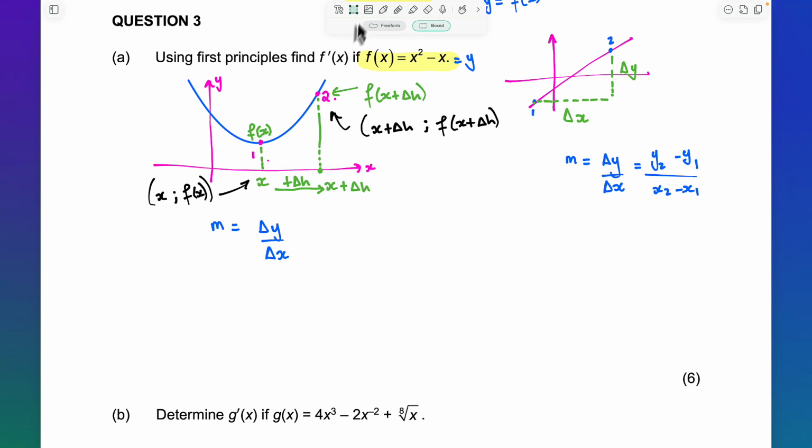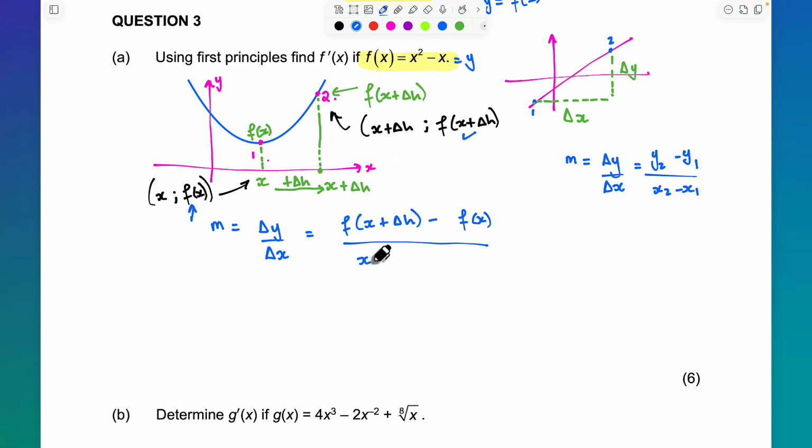When we now want to put these into our equation, we can say my change in y is going to be, what are my y values? This is my first y value, which is f of x plus delta h. And then my other y value is this one, so you subtract f of x, because we're subtracting the 2 y values. Our first y value is this one, our second y value is that one. And then we do the exact same thing with our x's. Our x for this point is x plus delta h. Our x for that other point is just x. So we're going to subtract.